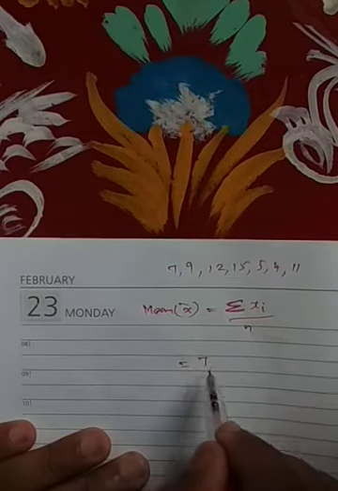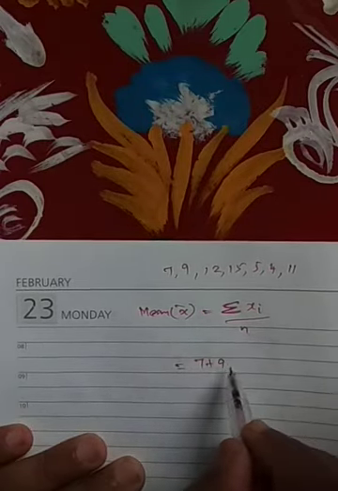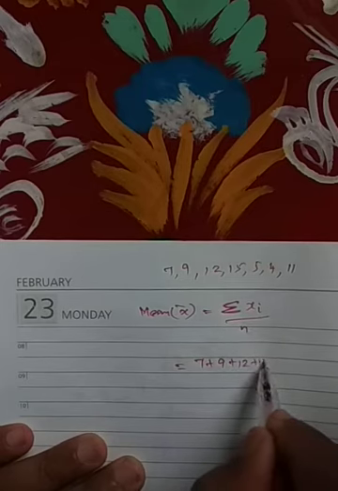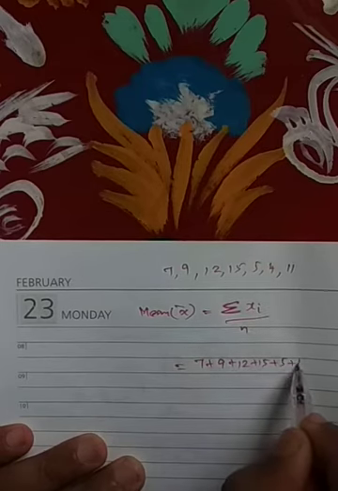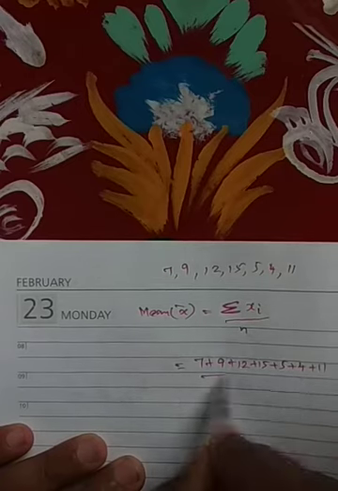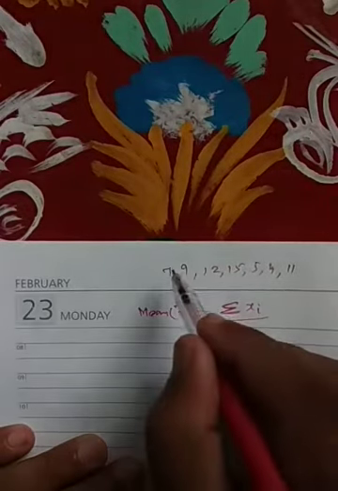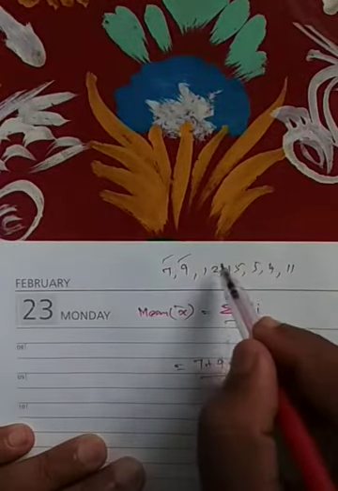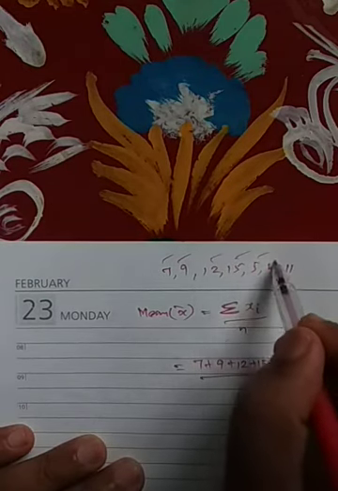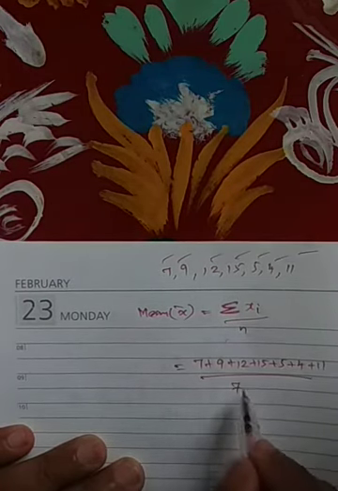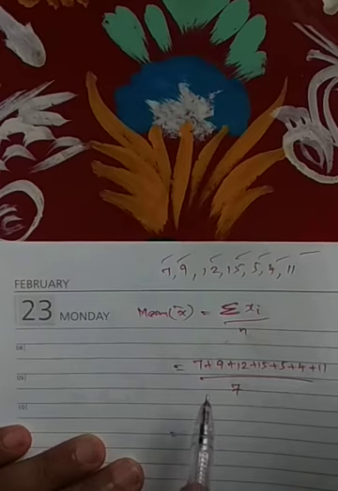That is 7 plus 9 plus 12 plus 15 plus 5 plus 4 plus 11 divided by n. N is how many numbers are there? 1, 2, 3, 4, 5, 6, 7. 7 is there. That we need to add and divide.